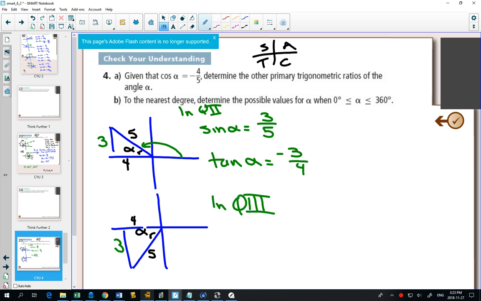In quadrant 3, what's sine of alpha? Well, it's still going to be 3 over 5, but according to the CAST rule, sine is negative in quadrant 3. And tan of alpha is still 3 over 4, but in quadrant 3, tan would be positive. So in part A, determining the other trig ratios, sine alpha could be 3/5 or negative 3/5. Tan of alpha could be negative 3/4 or positive 3/4.